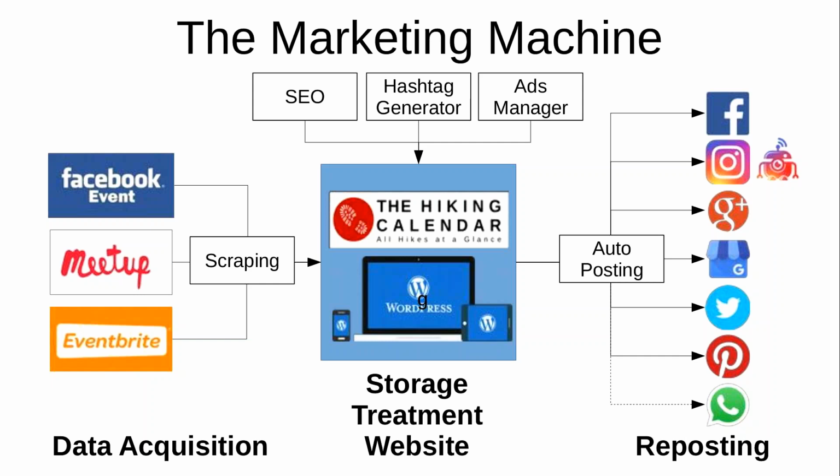On the right, the last function of the website is the auto-posting. So we're auto-posting on 7 social media, and through Open Graph, we're also able to access our little vignettes or little pictures in Instagram. So basically the hiking calendar is a scraping machine, treating machine, and auto-posting machine.